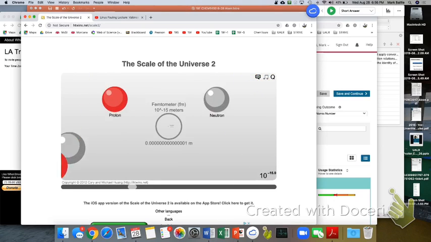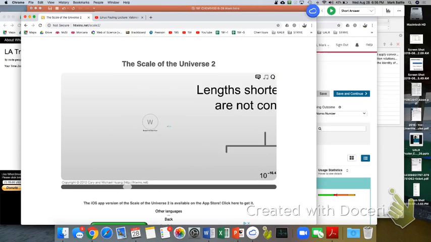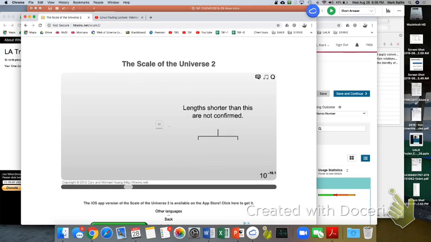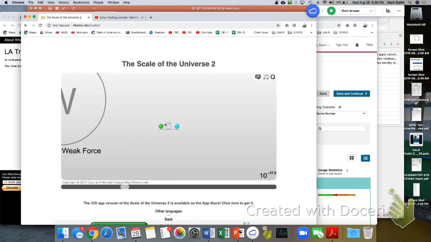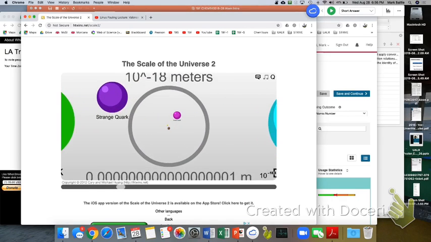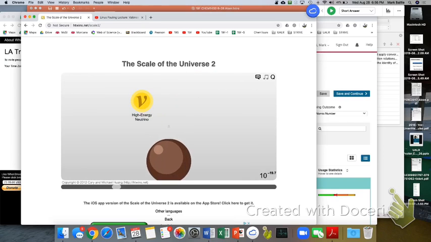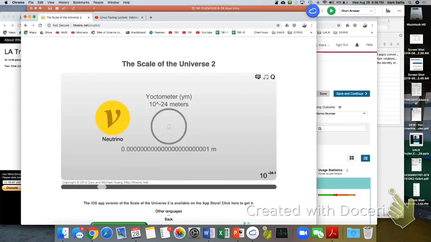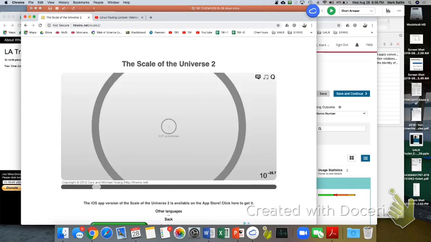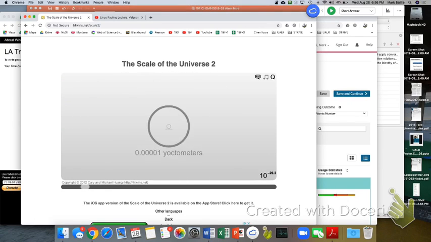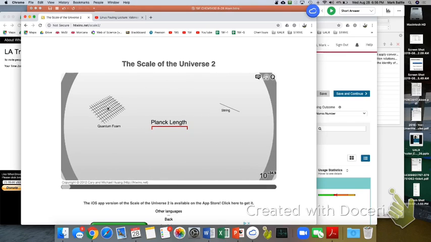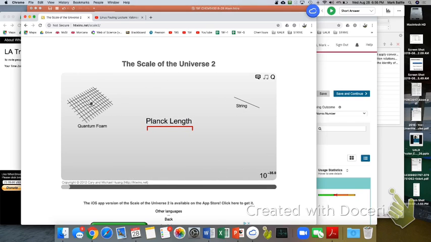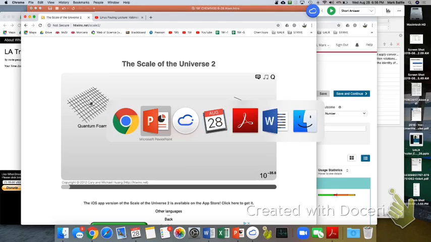And then we can go way past that, right? So lengths shorter than this are not confirmed. And we can talk about these weak forces, these particles, these quarks, neutrinos, and it just keeps going and going and going. And all this is theoretical physics. And I don't know if there's anything like down at this level. Is there? Oh, Planck length, quantum foam. Yeah, of course. Sorry. Don't know how I forgot this.